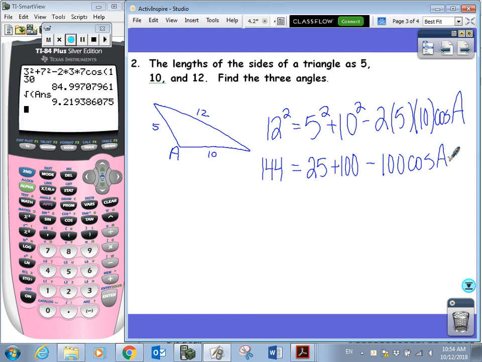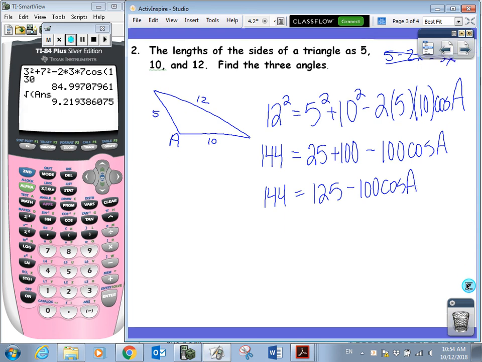It's like saying 5 minus 2x equals 3x. We all know that's not true. None of you would tell me that. Not one of you, I know. But now we add trig in it. It's no different. This cosine A is some number. So this is 144 equals 125 minus 100 times cosine A. These are not like terms, so we can't combine them.